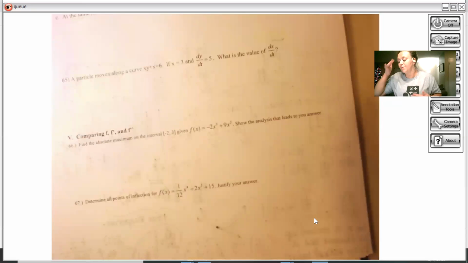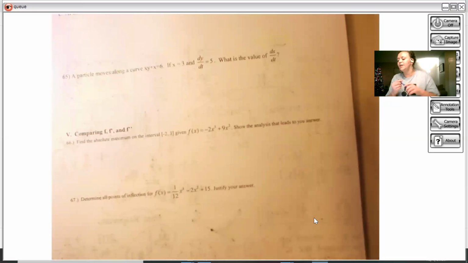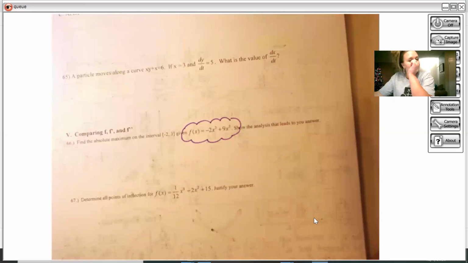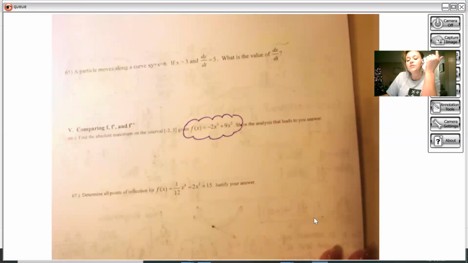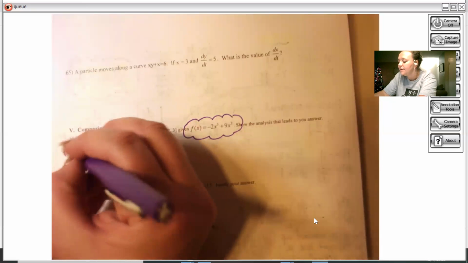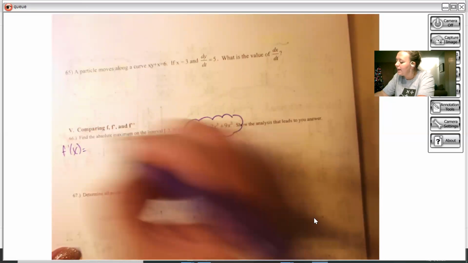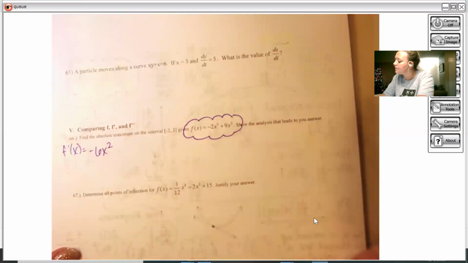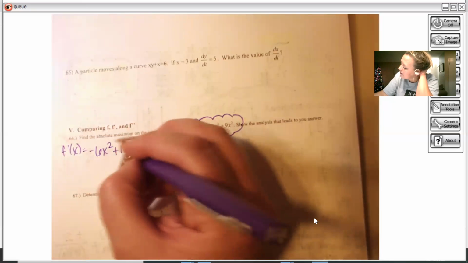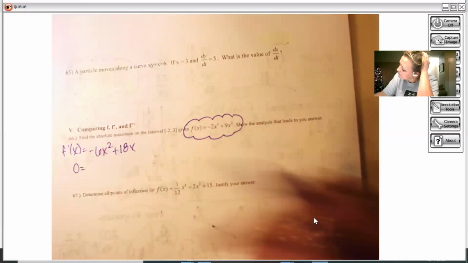So let's jump ahead to number 66. It says, find the absolute max on the interval from -2 to 3 for the function f of x equals this guy right here. Show the analysis that leads to your answer. So the first thing I would notice is that a max or a min is a first derivative test. So I'm going to take f prime of x. The derivative of that would be -6x squared. So -3 times 2, -6x squared plus 18x. Then I'm going to set that equal to 0.